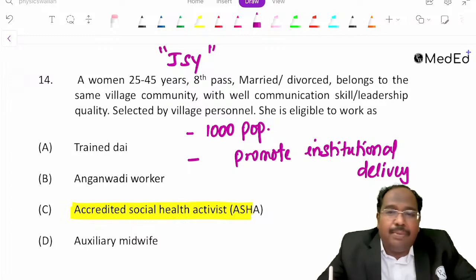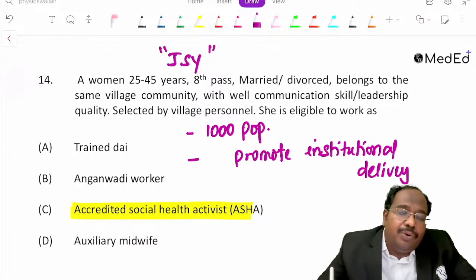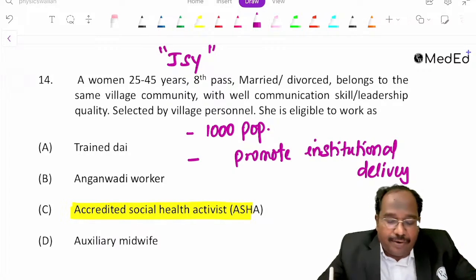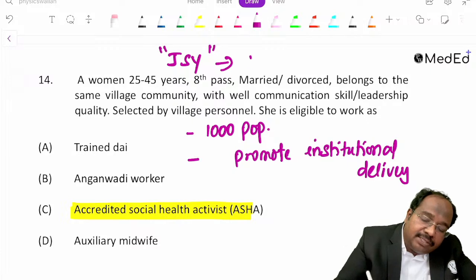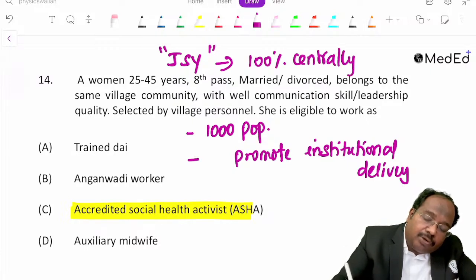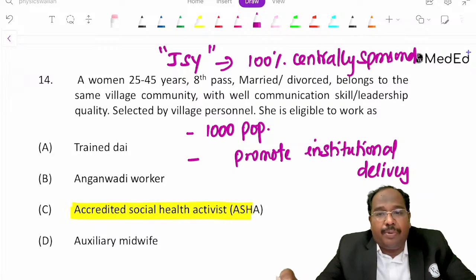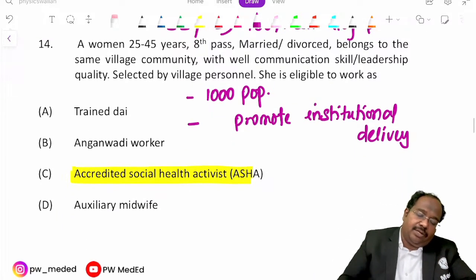Janani Suraksha Yojana is a program launched to improve institutional delivery by providing a cash incentive to the mother. We will provide money to you, mother: you come and deliver in the government hospital. It is a 100% centrally sponsored program, sponsored by the central government. So for 1,000 population, she has to promote institutional delivery, guys.